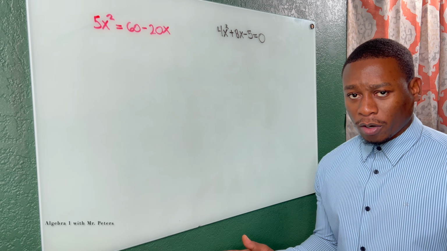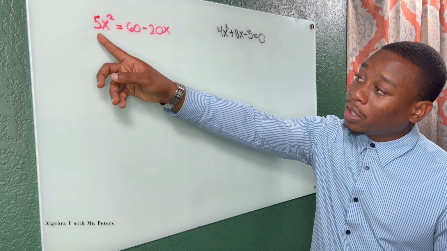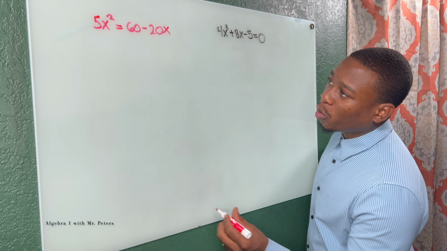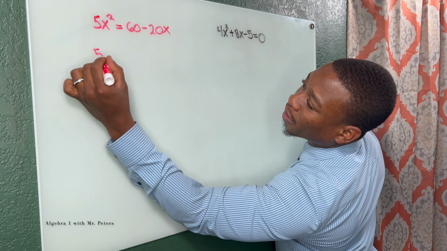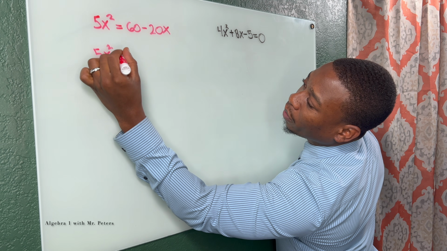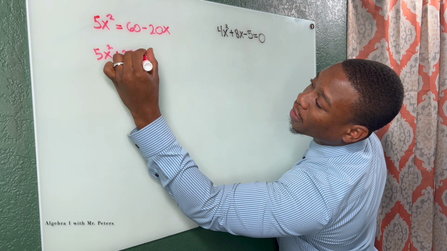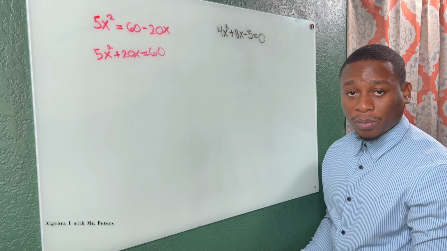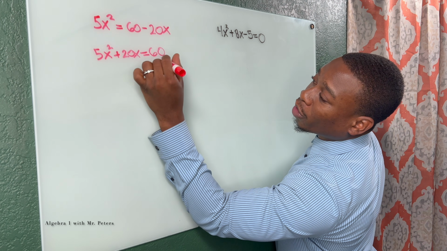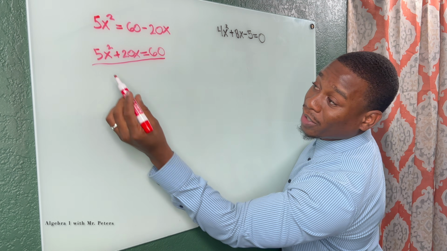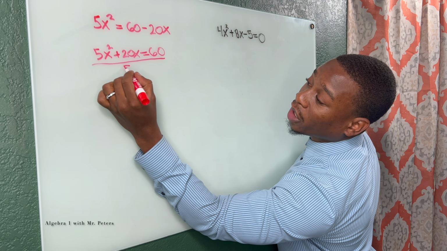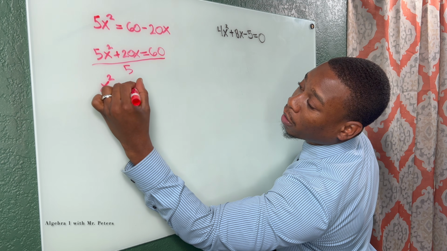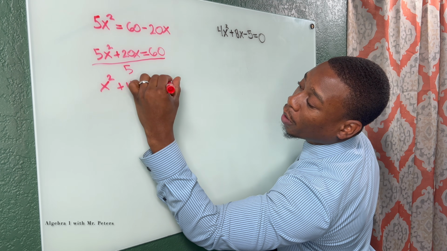When we use completing the square, math family, we always have to have a lead coefficient of 1. So yes, we have to rearrange this equation, right? We add 20 on both sides. So we have 5x squared plus 20x is equal to 60. Now, in most completing the square problems, all three of these terms are not going to be divisible by the same number. This one, we're lucky. We could divide everything by 5. So we'll have x squared plus 4x is equal to 12.